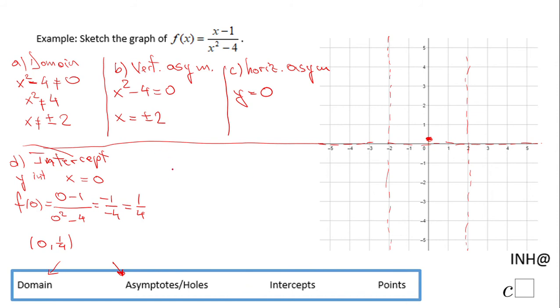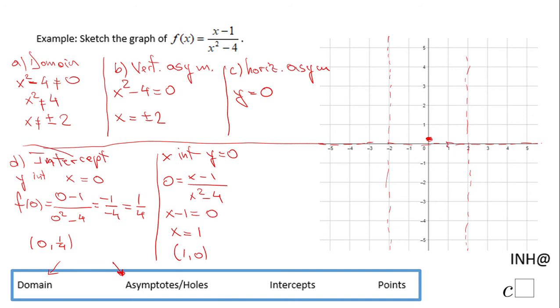And let's take a look at the x-intercept. Which means y equals 0 in this case, or the function equals 0. So we have 0 equals x minus 1 over x squared minus 4. And this quotient is equal to 0 when the numerator x minus 1 is equal to 0. So we get the solution x equals 1. So the x-intercept is (1, 0), which is right here.